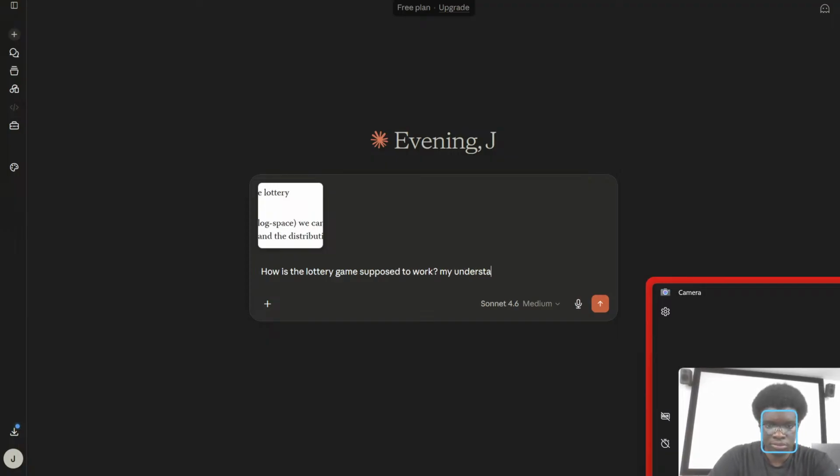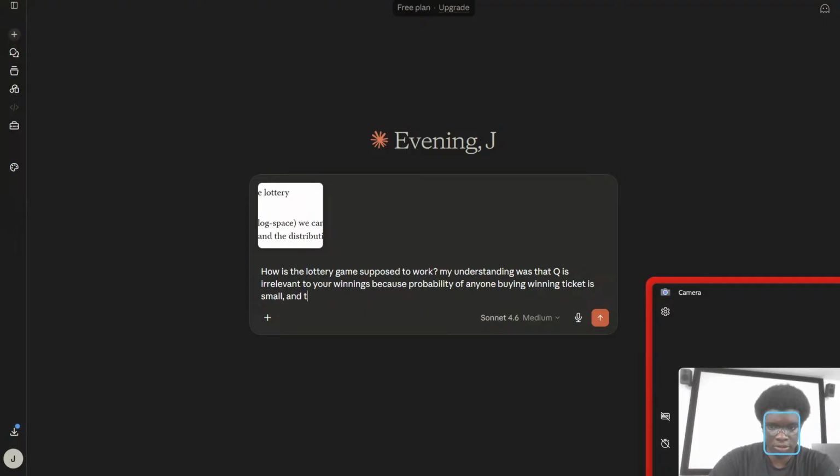How is the lottery game supposed to work? My understanding was that Q is irrelevant to your winnings because the probability of anyone buying the winning ticket is small, or there is a single winning ticket.